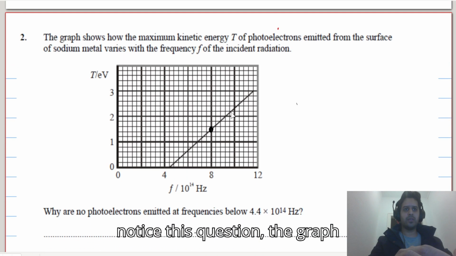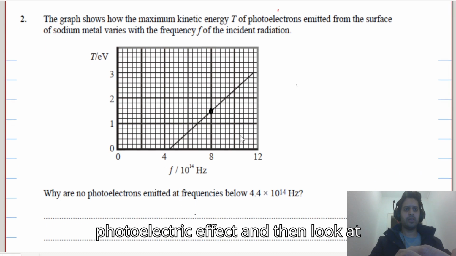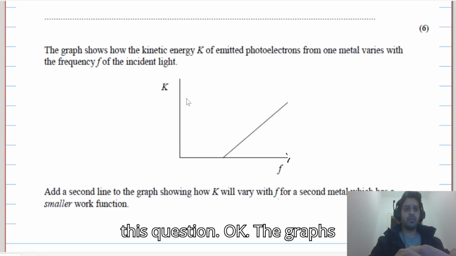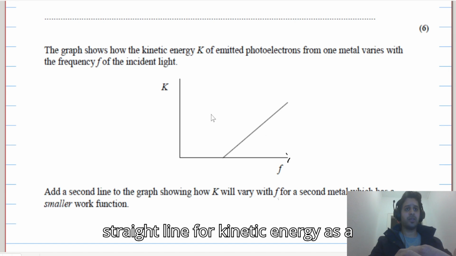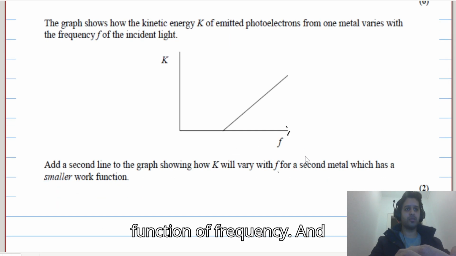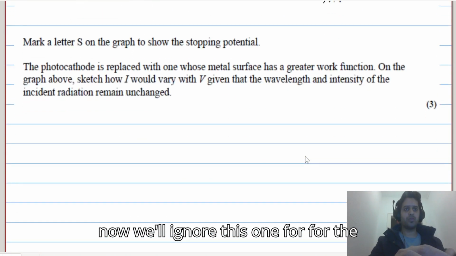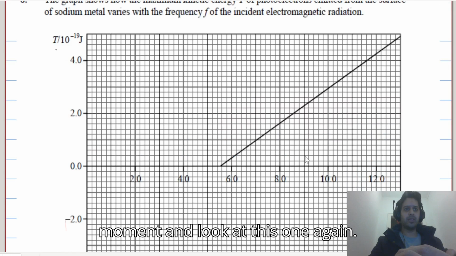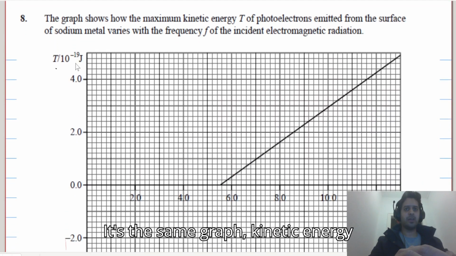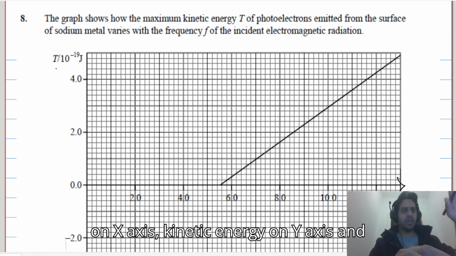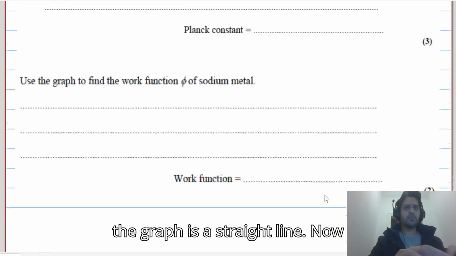So notice this question, the graph, photoelectric effect, and then look at this question, okay? The graphs look similar, right? They are straight line for kinetic energy as a function of frequency. And now we'll ignore this one for the moment and look at this one. Again, it's the same graph, frequency on x-axis, kinetic energy on y-axis, and the graph is a straight line.